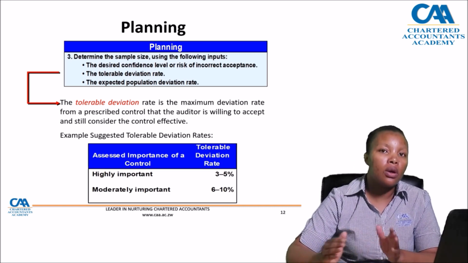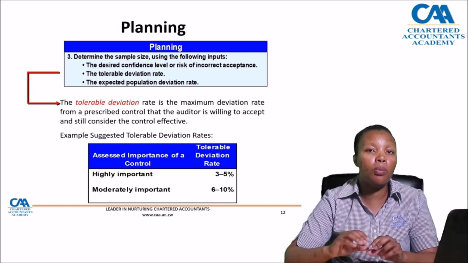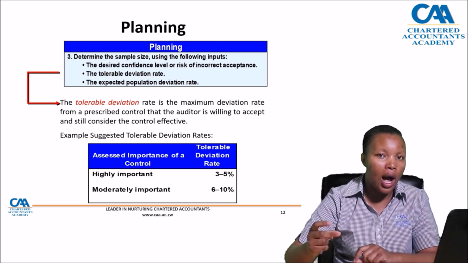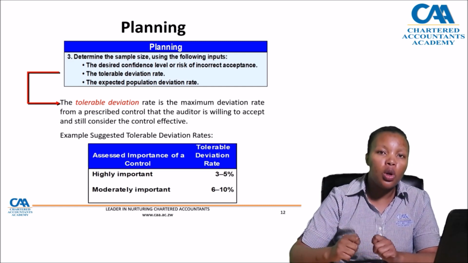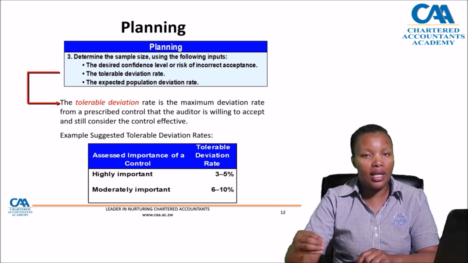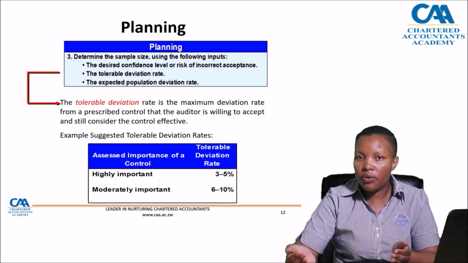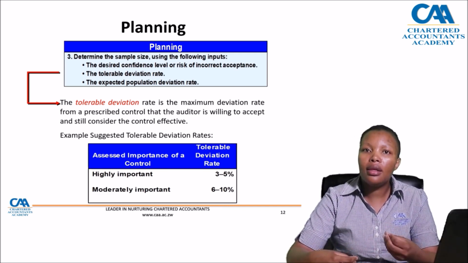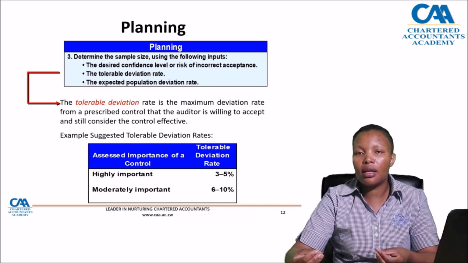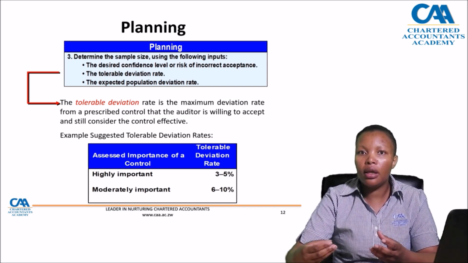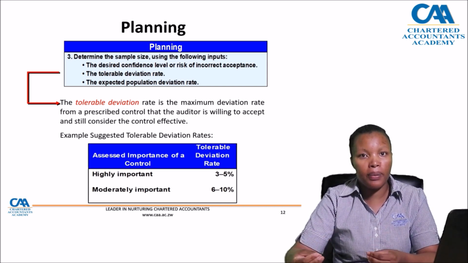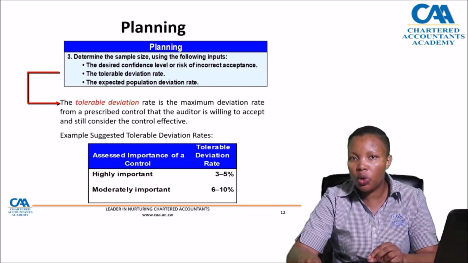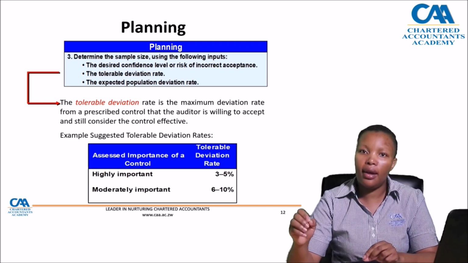But where we've assessed the control to be moderately important, then our tolerable deviation rate is going to go higher. So we could have a tolerable deviation rate of 6 to 10%. That is to say that if the control is assessed to be moderately important, we can accept that 6 to 10% of our tests are going to show that the control is not working effectively. However, regardless of that 6 to 10%, the auditor will still conclude that the controls are working effectively.